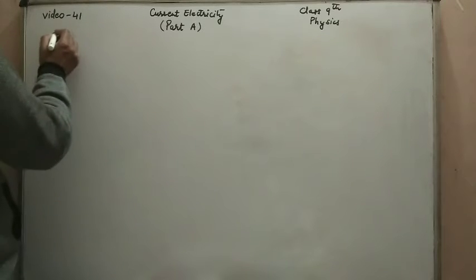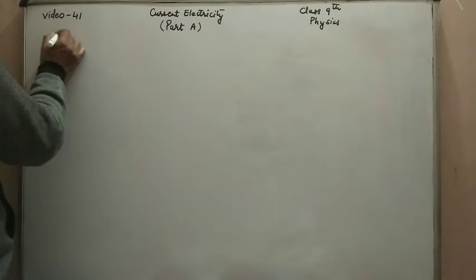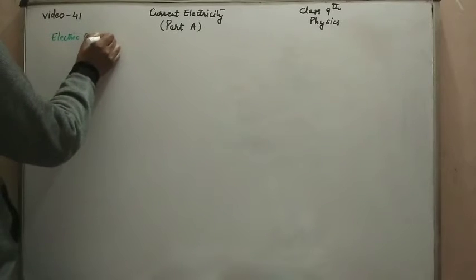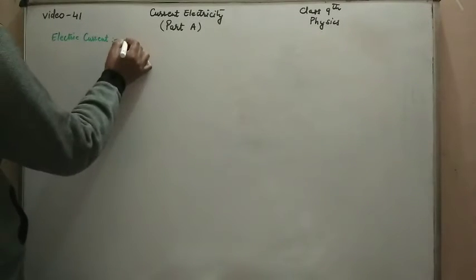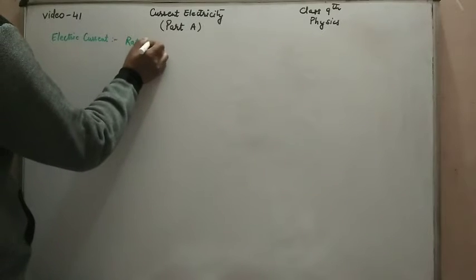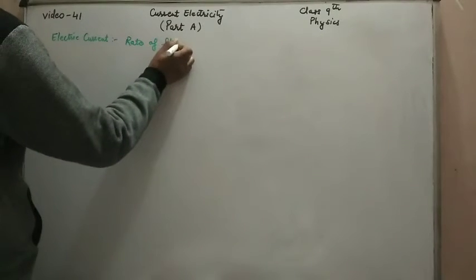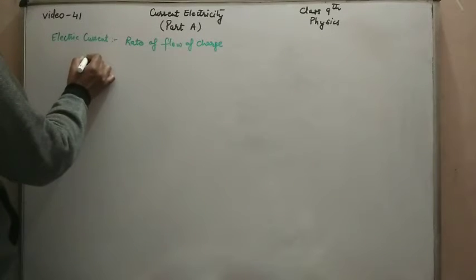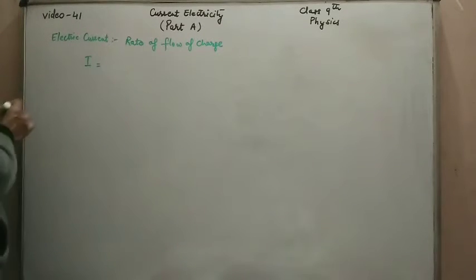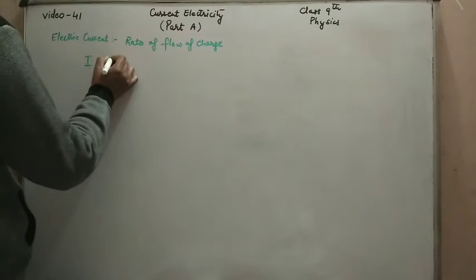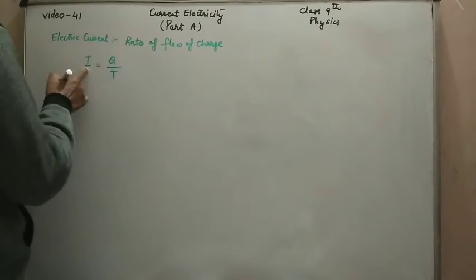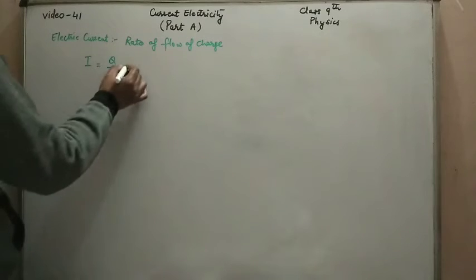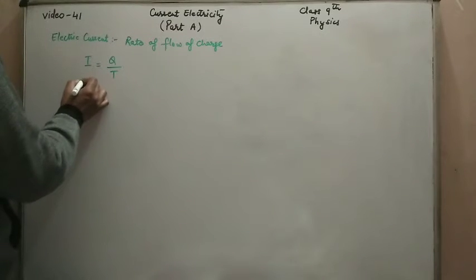In this chapter we will discuss electric current, that is the rate of flow of charge. Electric current is represented by I is equal to Q upon T. I is for current, Q is for charge, and T is for time. SI unit of current is ampere.